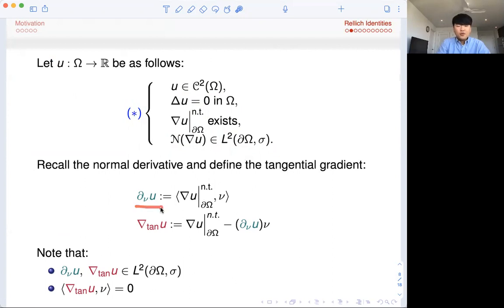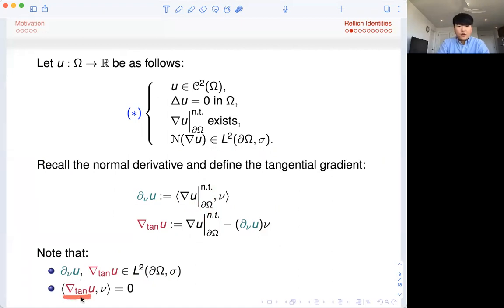And the normal derivative of u is defined by the inner product between the non-tangential trace of the gradient and the outward unit normal vector nu. And we define the tangential gradient as the non-tangential trace of the gradient of u minus the normal component. Then these are square integrable functions on the boundary. This is because, first of all, the non-tangential trace is controlled by the non-tangential maximum operator, but the non-tangential maximum operator from the condition star is a square integrable function on the boundary. That's why these are square integrable functions on the boundary.